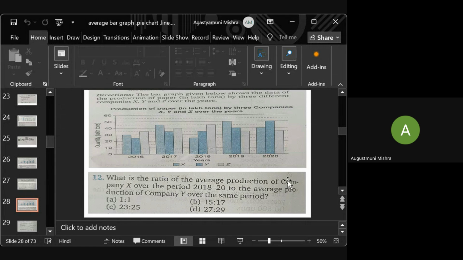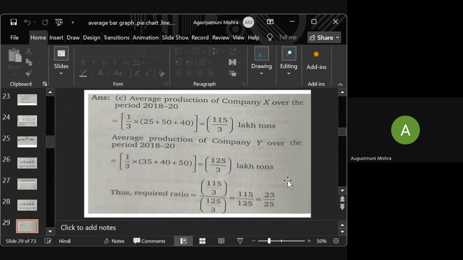The correct answer is only one response we have, that is C. So the correct answer is C only. You can just observe the pattern. Then we'll move to the another.